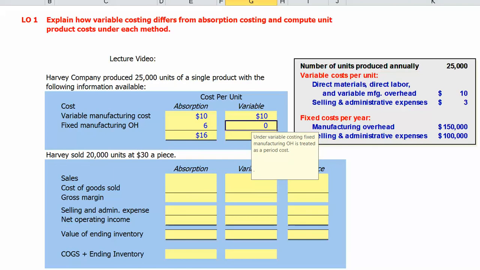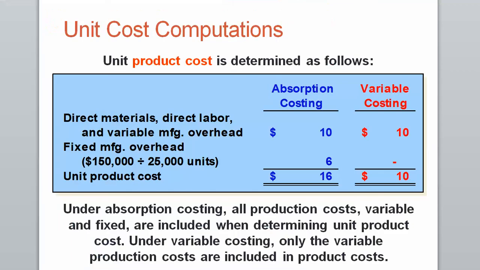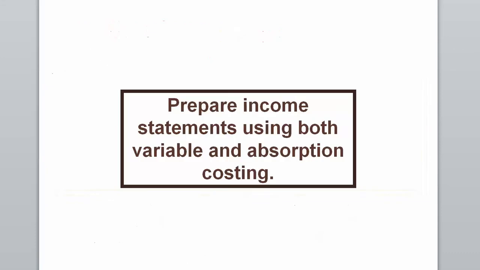Under variable costing, our fixed manufacturing overhead cost per unit is 0 because our fixed manufacturing overhead is treated as a period cost and will flow directly to the income statement. So under variable costing, our per unit cost is only $10 per unit. So again, under absorption costing, all production costs, variable and fixed, are included in our unit cost. Under variable costing, only our variable production costs are included as a product cost. Let's go ahead now and prepare income statements using both variable and absorption costing.